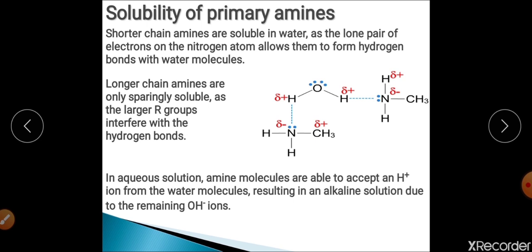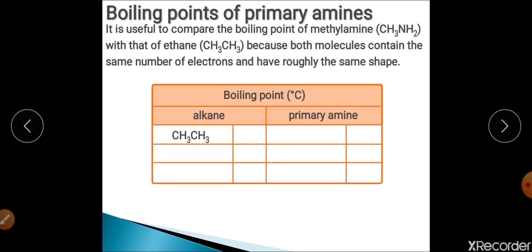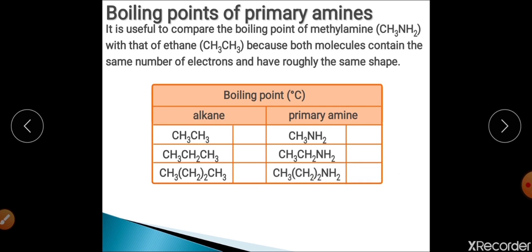But when we proceed to the higher members, what will happen to the solubility? The solubility will go on decreasing. And what is the reason behind that? Because the hydrophobic portion, that is the R portion, will go on increasing, and that will interfere with the hydrogen bonding, that is, with the solubility of that particular amine in water. So the lower primary amines are particularly soluble in water, but for the larger members the solubility goes on decreasing as we increase the hydrophobic portion.